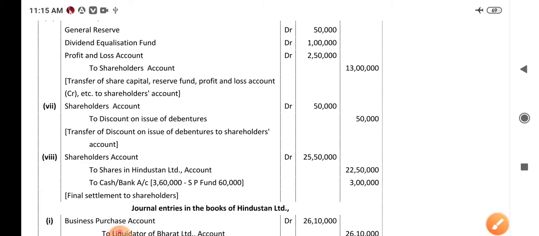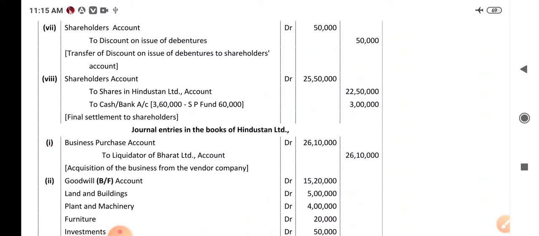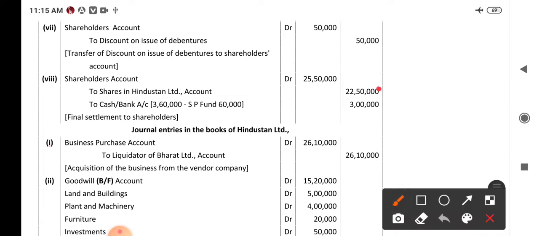Next, now we should pass the entry for the settlement made to the shareholders. The entry is shareholders account debtor to shares in Hindustan Limited account. So what is the total shares paid? They paid the shares to the extent of rupees 22,50,000.